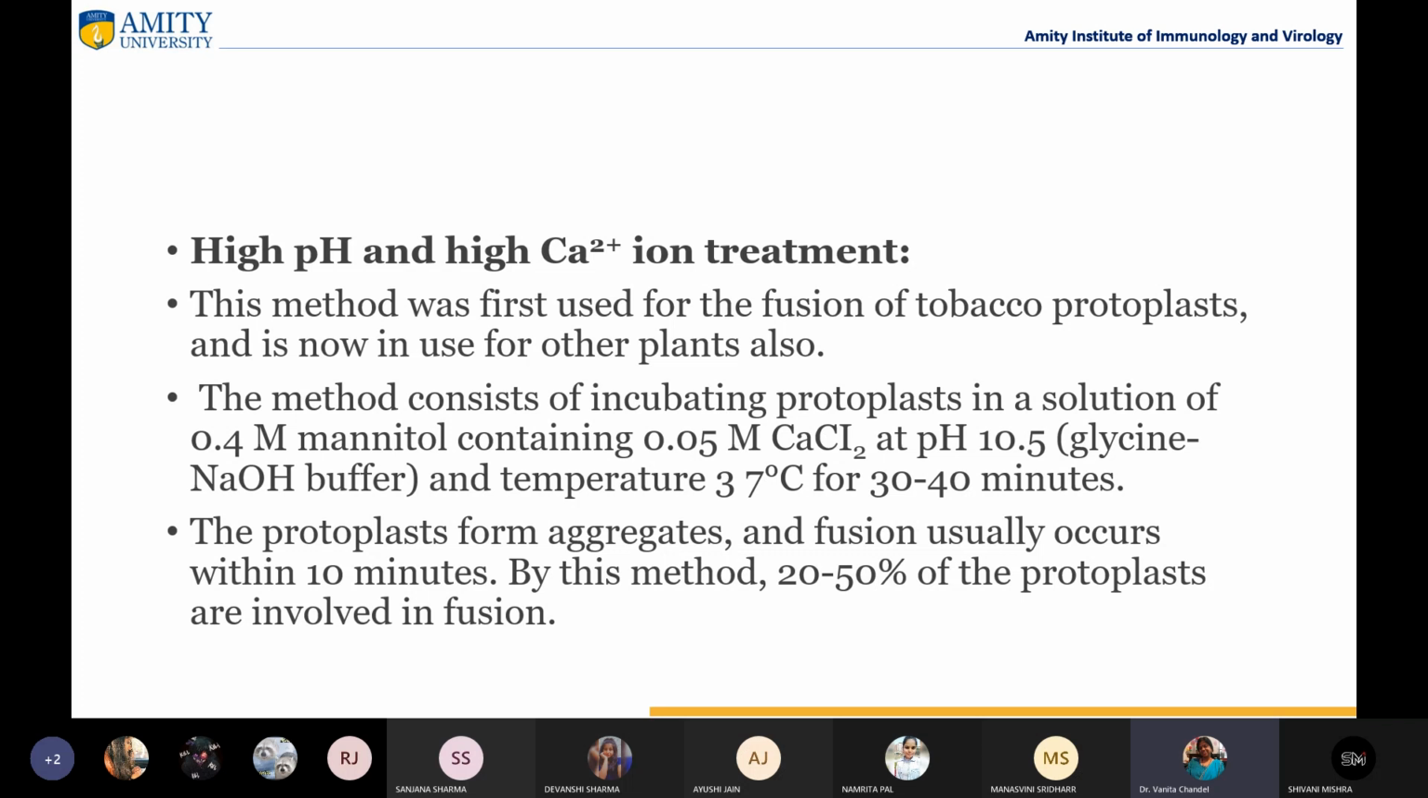Then we have a high pH and high calcium ion treatment. This method was used for the fusion of tobacco protoplasts, and it is also used in other plants. Here we incubate the protoplasts in a solution of 0.4 molar mannitol, which contains 0.05 molar calcium chloride at pH 10.5, and the temperature should be 37 degrees Celsius for around 30 to 40 minutes. Here the protoplasts form aggregates, and the fusion usually occurs within 10 minutes only. In this method, around 20 to 50% of the protoplasts are involved in the fusion. So the rate is higher in this case.